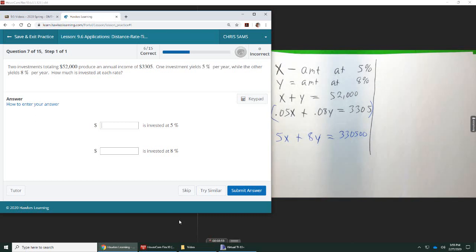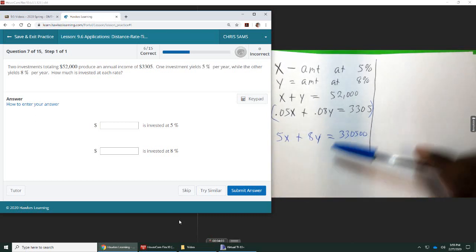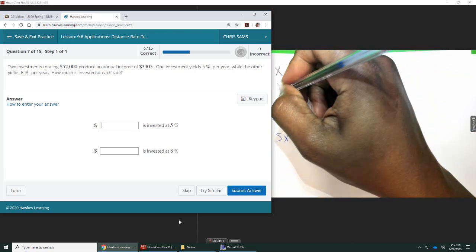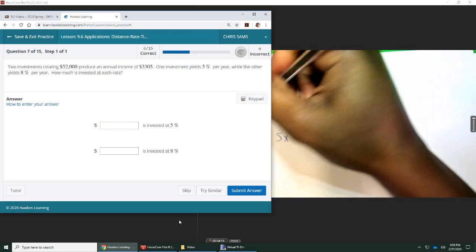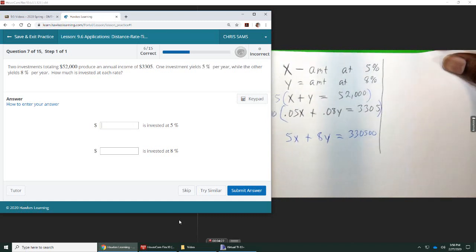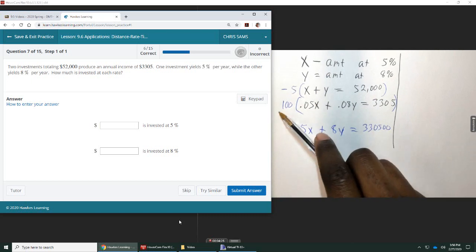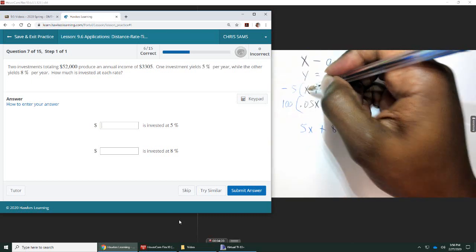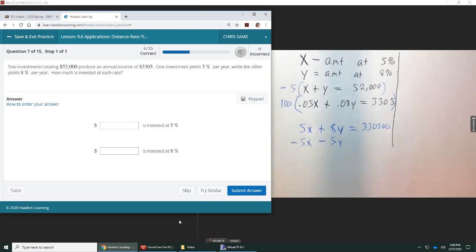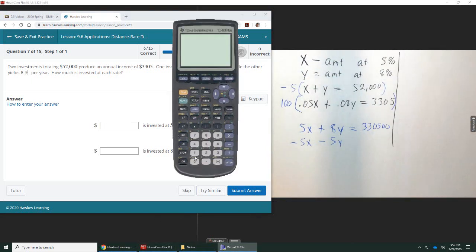Now, for example, let's say I wanted to eliminate the X variable. I need to make sure this other equation has a 5 in the place of X, but negative. So I'm going to multiply this equation by negative 5. I'm picking negative 5 to eliminate X. If I wanted to eliminate Y, I could multiply by negative 8. So I'm going to multiply this by negative 5. Multiplying by negative 5, this becomes negative 5x, this becomes negative 5y, and then negative 5 times 52,000 gives negative 260,000.